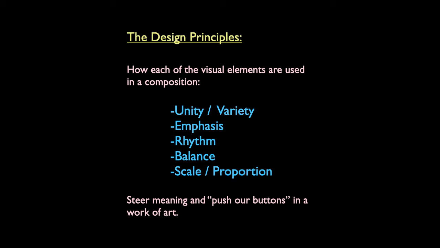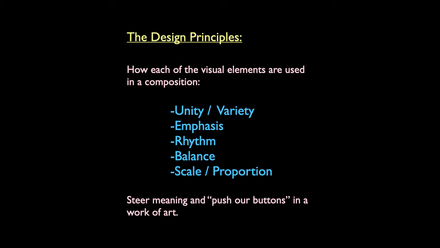So what are these principles of design? What does that term refer to? Basically, it's how each of these visual elements that we've discussed are used in a composition. Things like how the use of shape can unify a picture by repeating a similar shape over and over again and give a sense of oneness to it, or by having variety where you have a whole lot of different kinds of shapes going on. That continuum of unity and variety is one design principle.